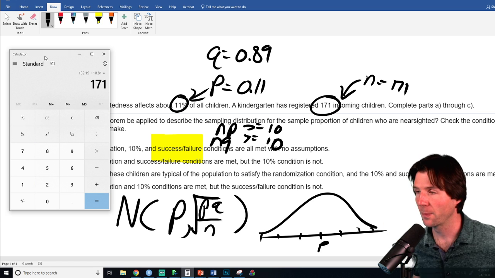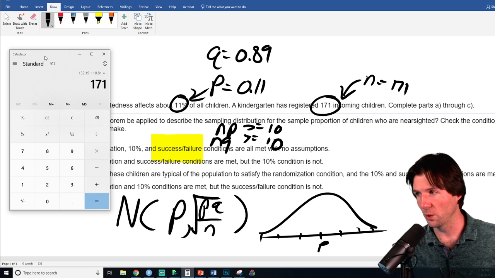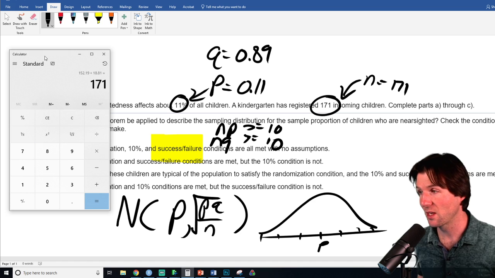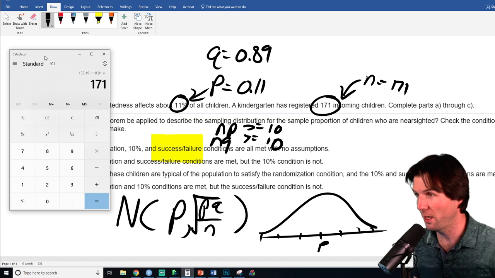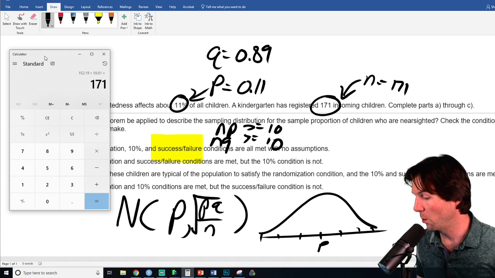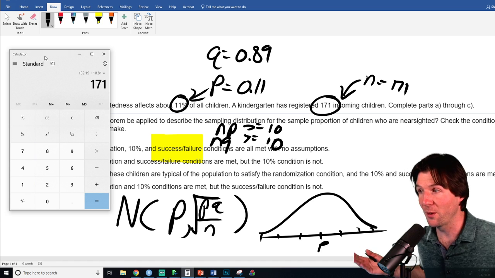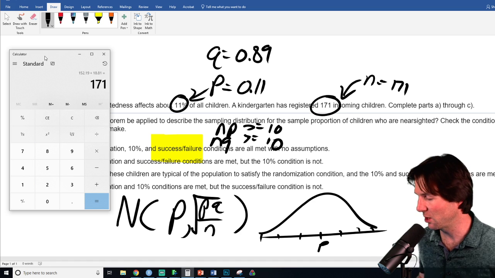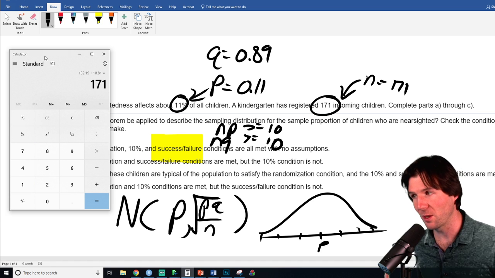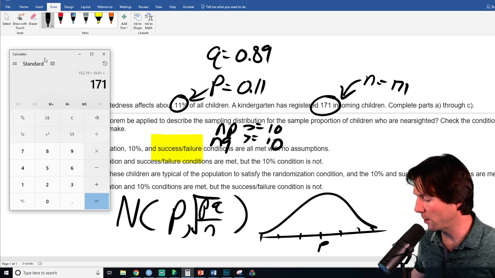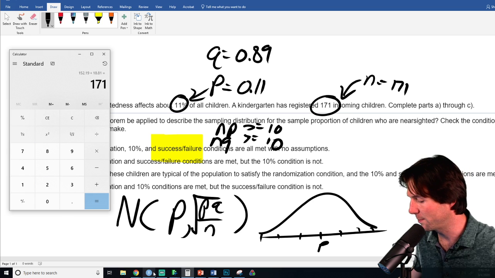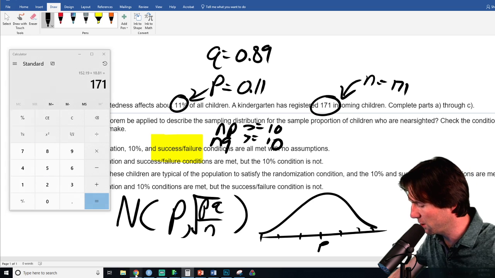Listen to those key words. Since both np and nq were greater than or equal to 10, we pass. I found that np was 18.81, and I found that nq was 152.19. Both of these are greater than or equal to 10. We pass the success-failure condition. The 10% condition means we need to sample less than 10% of the population. We've sampled less than 10% of all kindergartners. We're good. And random means we've randomly selected kindergartners. We're good. Okay, let's look at these questions real quick.